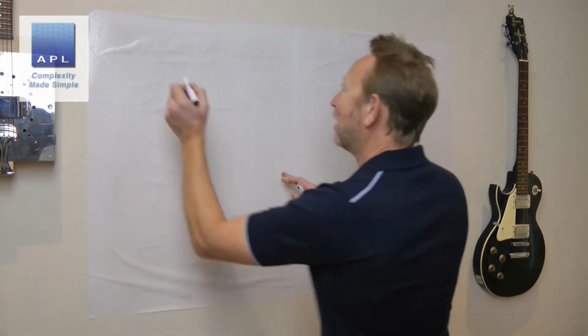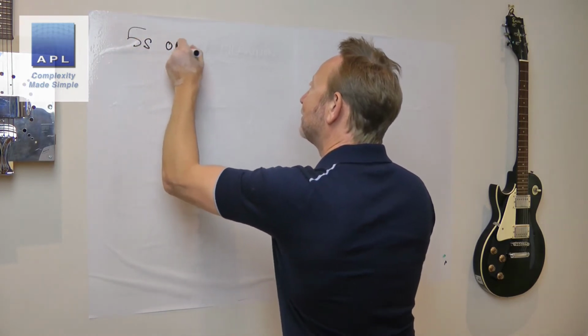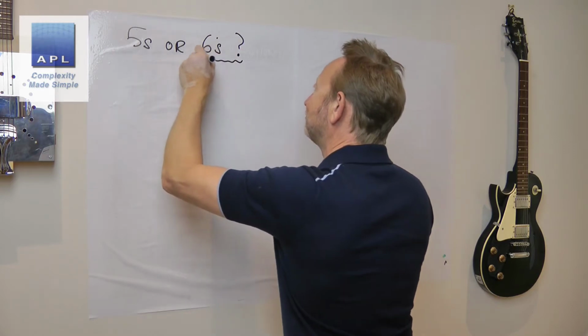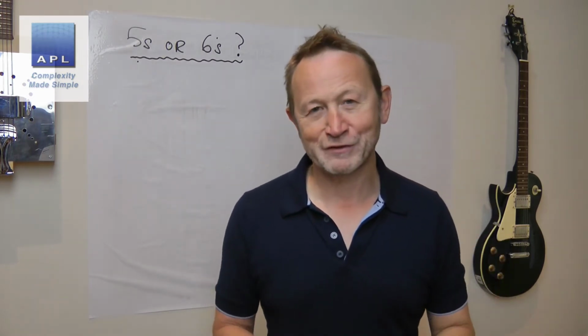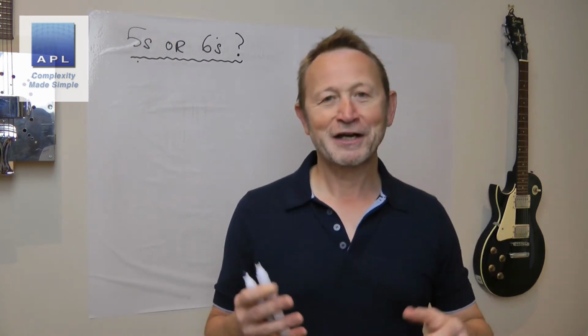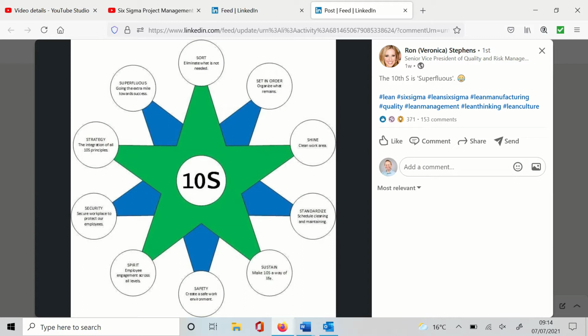Welcome to the latest video. In this newsletter we're going to go back and revisit the 5S, 6S, or indeed maybe even the 10S subject. So we're going to go back and look at 5S, essentially, or 6S. This video was sparked by a post that Ron Stevens made on LinkedIn. You can see it here. Ron posted a little screenshot of a diagram showing the 10S system, and if you read it, it's a little bit ironic, making a point that it's all getting a bit out of hand, I suppose.